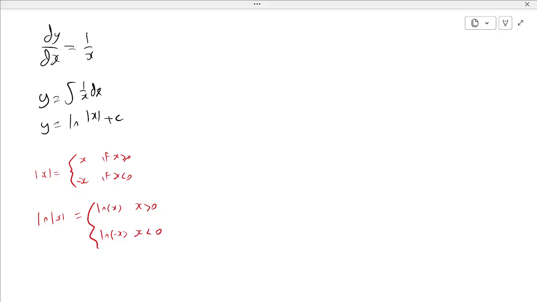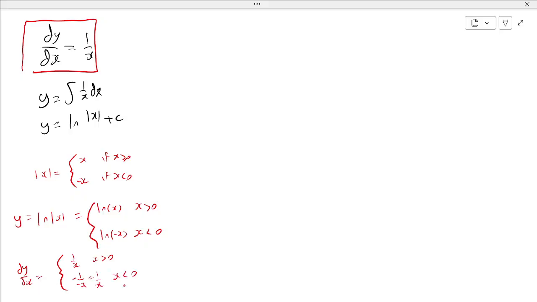Now you can check this is a valid solution to the original equation. You can try differentiating. If this was y, then if x is positive, the derivative of ln x we know is 1 over x. But the derivative of ln of negative x is going to be negative 1 over negative x by the chain rule, which is still 1 over x.